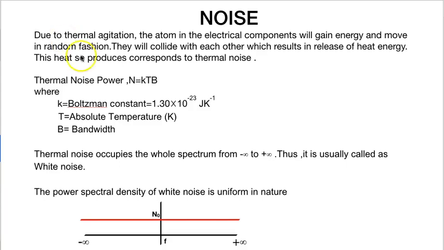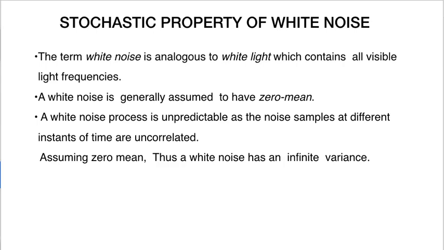You can see in the diagram that its power spectral density is spread across the whole spectrum. The stochastic property of white noise: we can term it as white noise because it is analogous to white light, which contains all visible light frequencies. White noise generally has a zero mean. It is unpredictable as the noise samples at different instants of time are uncorrelated. Assuming zero mean, we say that noise has an infinite variance.